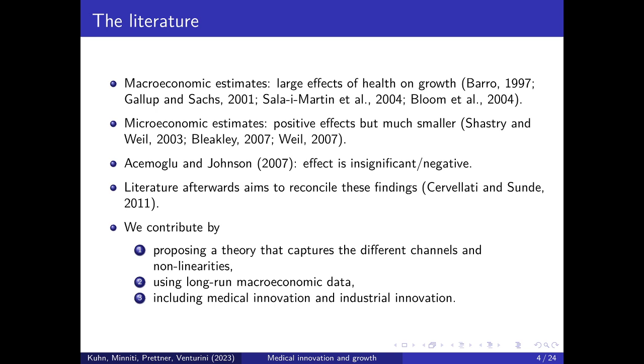Then we want to use long-run macroeconomic data from 1890 to 2010 in order to cover all the three phases and to show that this nonlinearity is very important. And finally, we include medical innovation and industrial innovation as control variables, where we have patent data on medical patents and general patents, basically, that we can both use to control for the effects of innovation that shift the Preston curve.